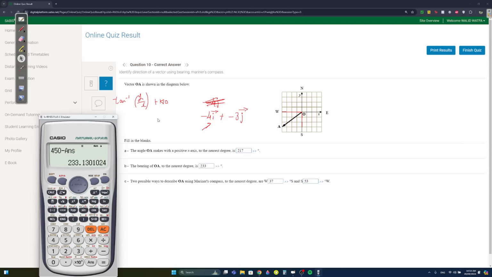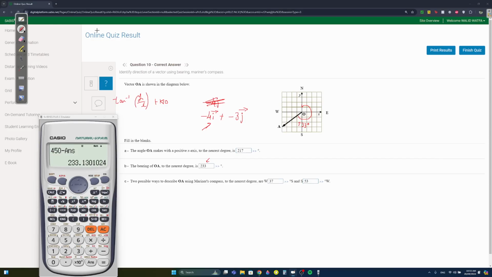Two possible ways to describe OA using Mariner's compass. Okay? 233 degrees. Let's see. Mariner's compass, meaning we want to see north, south, east, west. The bearing is 233 degrees. So which quadrant are we going to be in? Remember, with bearings and Mariner's compass, you start at north. Instead of going like this, that's for x components for vectors. But for Mariner's compass with bearings, we start at north, we go clockwise. So this is 90, this is 180. And here, this is 233.